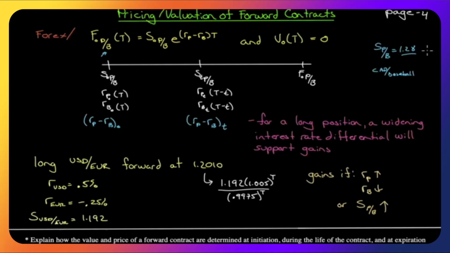Well, that's common, right? How much is a baseball? $1.28. Well, what happens if this goes up to 1.35? What would you say about the price of the baseball? You'd say the baseball just got more expensive. And if this went down to 1.20, what would you say about the price of the baseball? You'd say, well, the baseball just got cheaper, right?